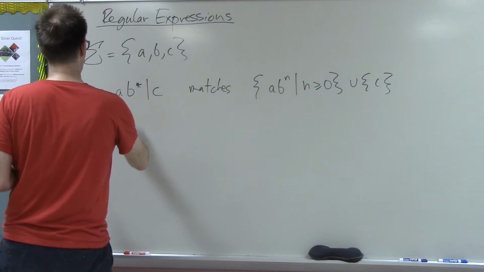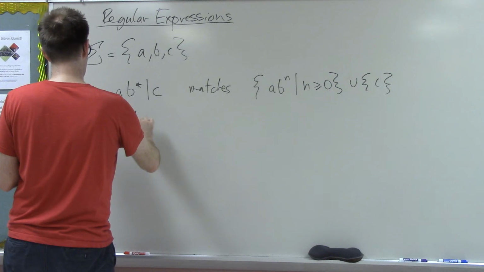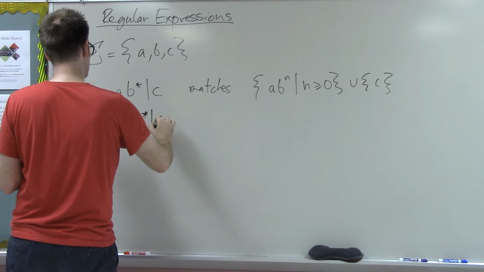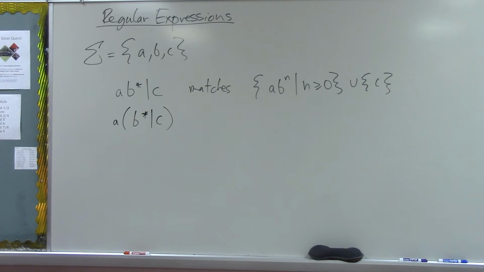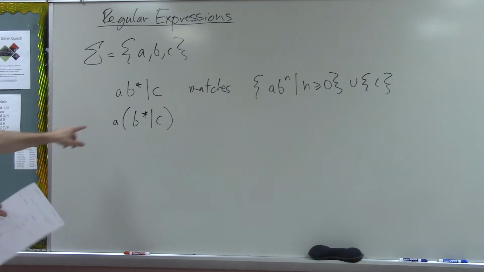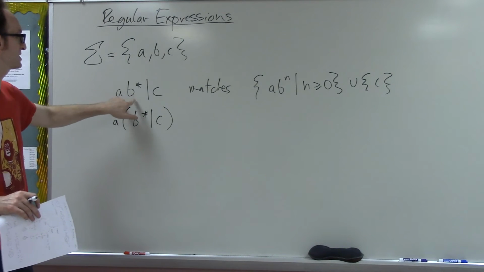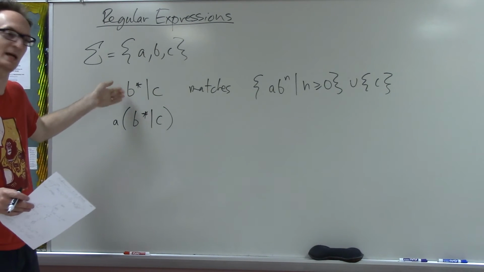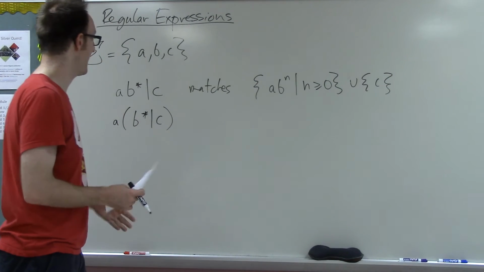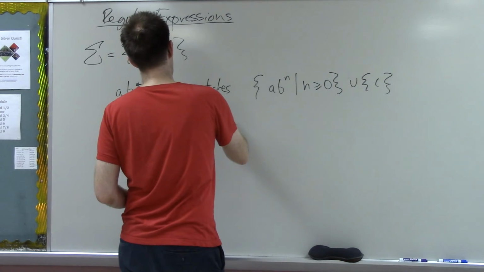Okay, so let's do some more examples. So A B star or C. When I want to override the built-in precedence, then I use parentheses, of course. So what is the interpretation of this? Oh, and when there are just two characters next to each other, it's like concatenation, like yesterday, right? So this matches.